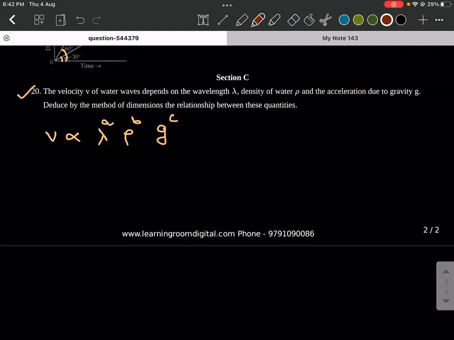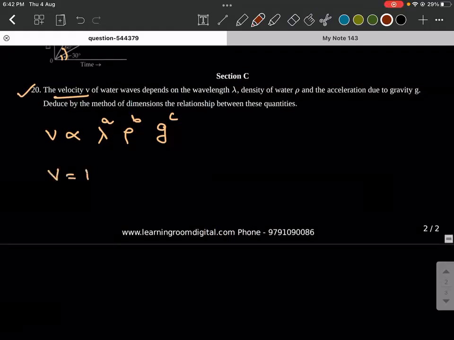So this is how you do dimensional analysis. Whatever they give for velocity, mostly they'll give only 3 physical quantities. They'll not give more than that. Velocity is proportional to wavelength power A, density power B, acceleration due to gravity power C. So V will be equal to K times lambda power A, rho power B, and g power C.